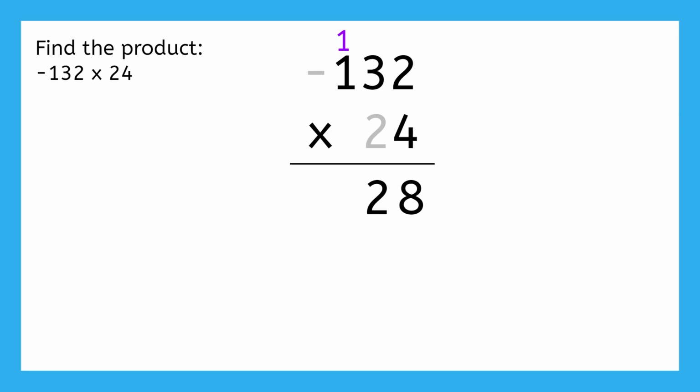And here's the next product. 4 times 1 is 4. And then we add that 1 that was carried or regrouped here to get a 5, which we put in the hundreds place.